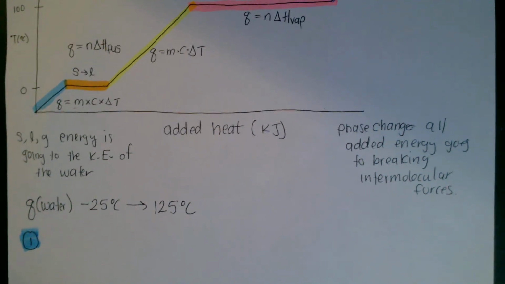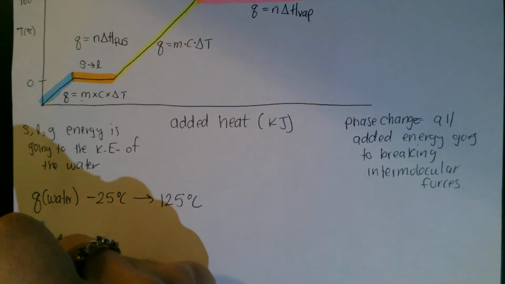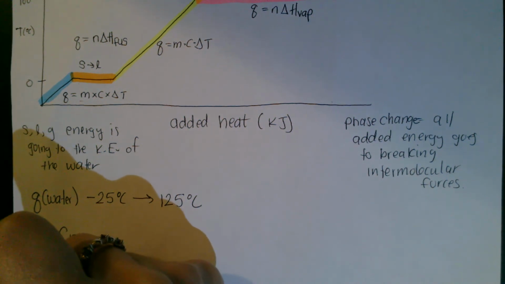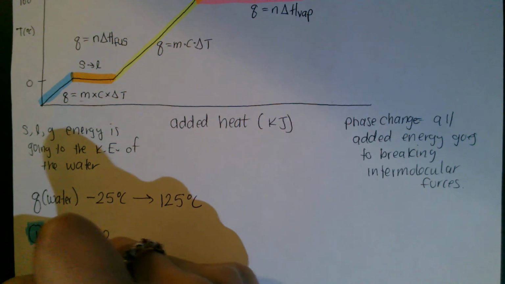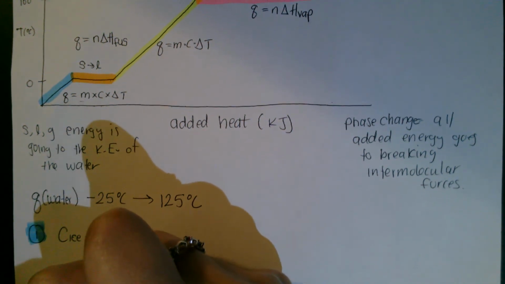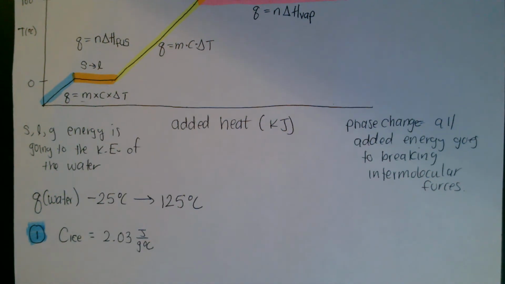Okay, so for this part, we are going to need the specific heat of ice. So we'll call C ice equal to 2.03 joules per gram degree Celsius. And that is our specific heat of ice.